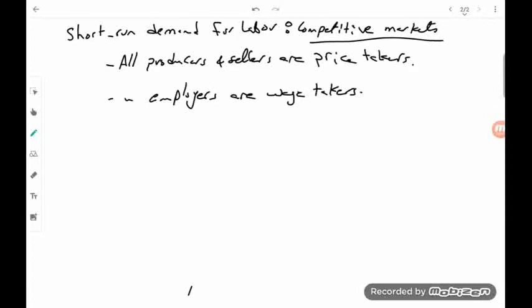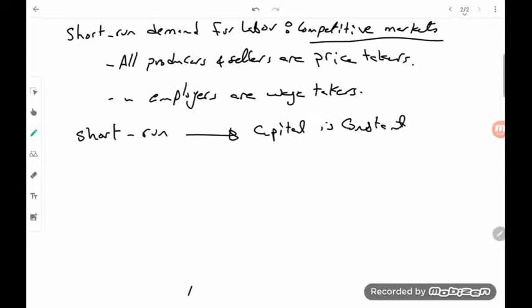What about the word short run? Short run means that the firm can't vary its capital stock. So increasing production will depend on increasing the number of workers employed. So short run means capital is constant. And this is just for simplicity, that we have only two factors. Later on, we are going to assume that there are more than two factors in the production of any commodity.